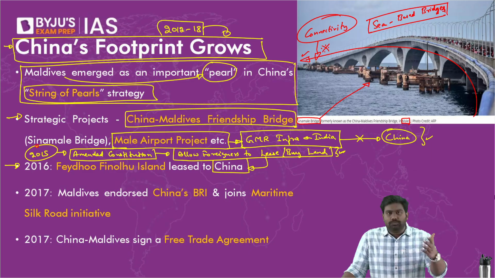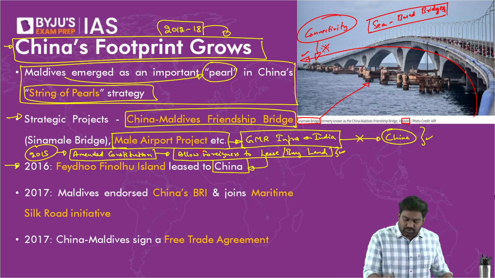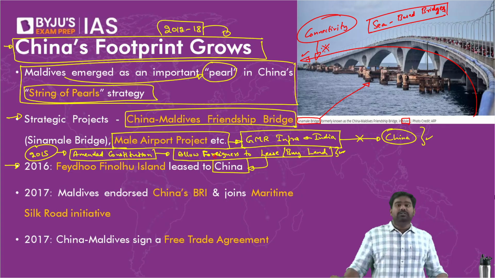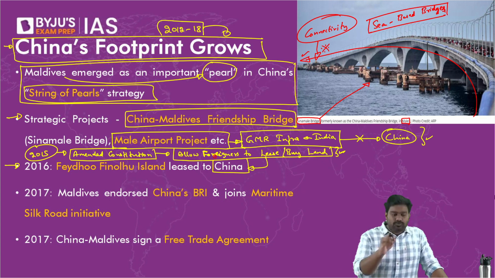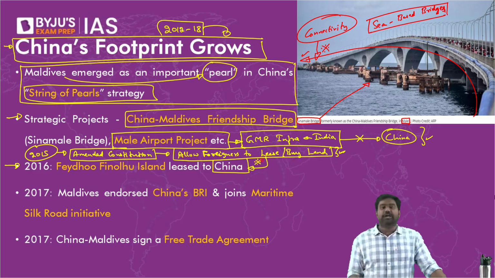Let's say you want to build a resort. A big Indian company wants to build a resort. They can only rent out the island. They can't lease or purchase. This was the constitutional protection before. But this was removed through an amendment. The constitution itself was amended to allow foreigners to lease or buy land, which was definitely designed to benefit China.